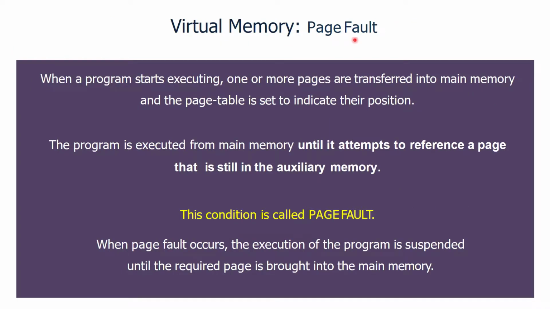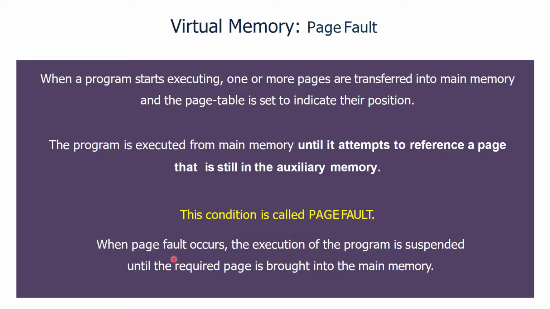So what is a virtual memory page fault? When a program starts executing, one or more pages are transferred into the main memory and the page table is set to indicate their position. The program is executed from main memory until it attempts to reference a page that is still in the auxiliary memory. So when the program is being run in the main memory and we are fetching values and variables out of the main memory, sometimes we don't have the actual value we want in the main memory, so we have to fetch it from the auxiliary memory. When there is a miss in the main memory, it is called a page fault.